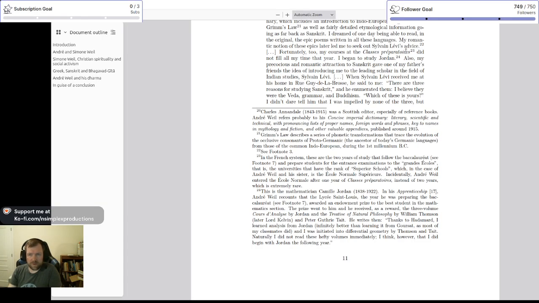Classe préparatoire. In the French system, these are 2 years of study that follow the baccalaureate and prepare students for the entrance examinations to the Grandes Écoles, that is, universities that have the rank of superior schools, which, in the case of André and his sister, is the École Normale Supérieure. And incidentally, André Weil entered the École Normale after 1 year of classe préparatoire instead of 2, which is extremely rare.